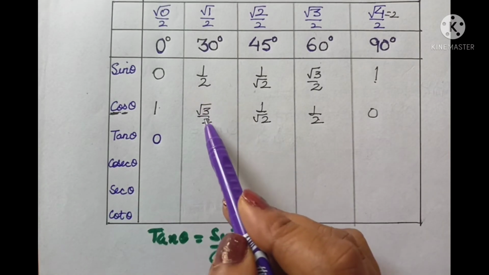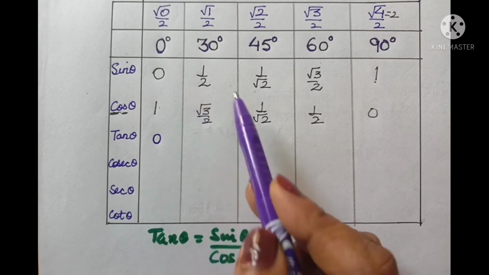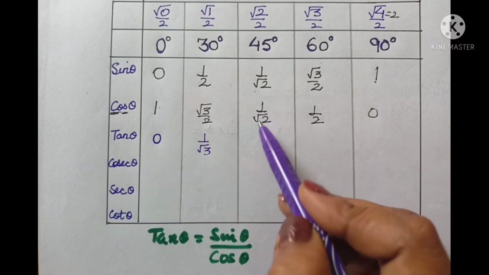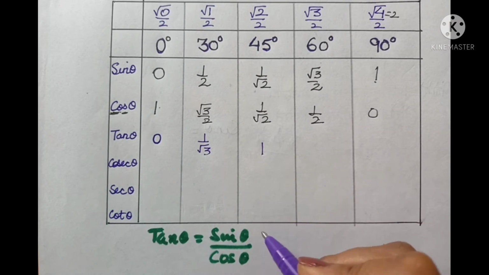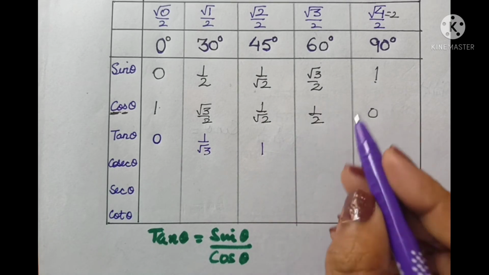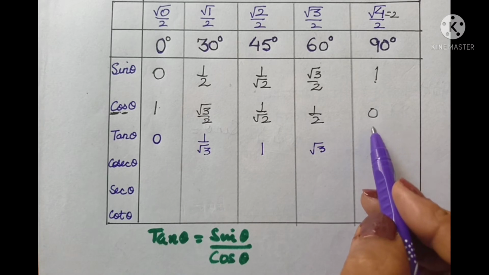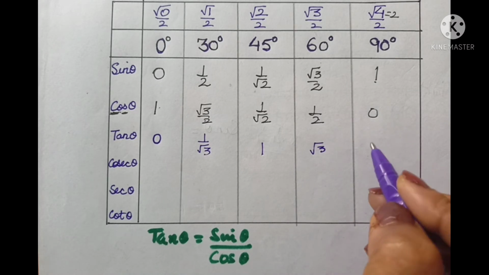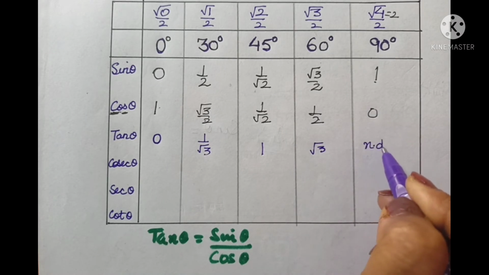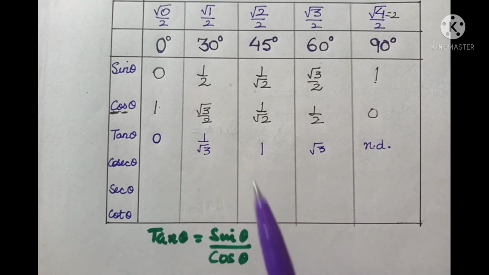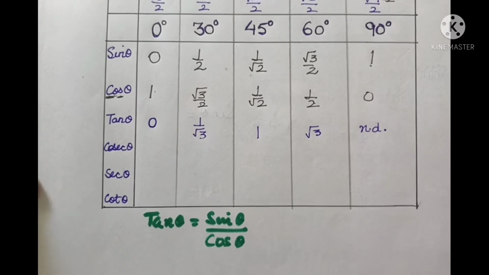Now 1 by 2 divided by root 3 by 2. So denominators get cancelled, only write the numerators. Now these two are same quantities, on cancellation gives us 1. 2 and 2 get cancelled, I am left with root 3. And 1 divided by 0. When we divide any number by 0, it is infinity or not defined. So these are the values of sine, cos and tan. I hope you all have understood this.